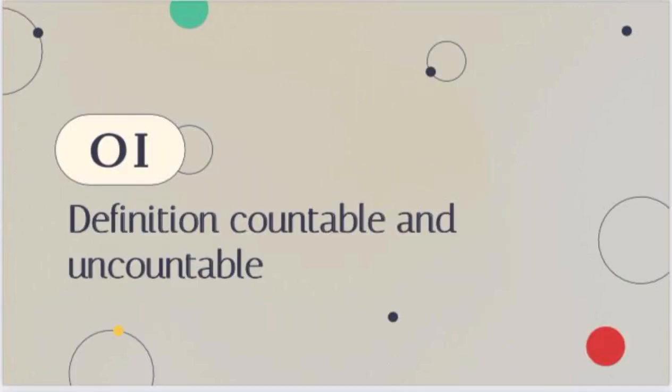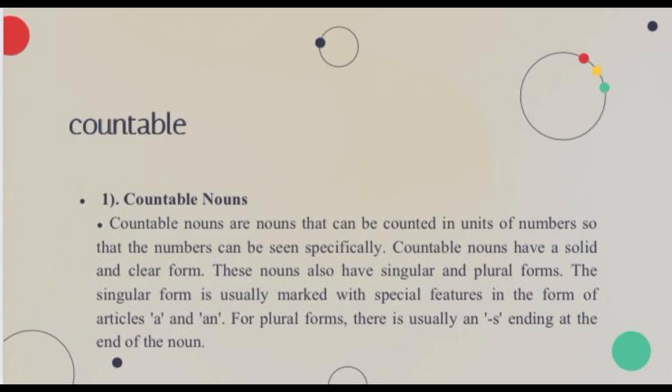Definition: countable and uncountable nouns. Countable nouns are nouns that can be counted in a unit of numbers, so that the number can be seen specifically. Countable nouns have a solid and clear form. These nouns also have singular and plural forms. The singular form is usually marked with the articles a or an. For plural forms, there is usually an s or es at the end of the noun.